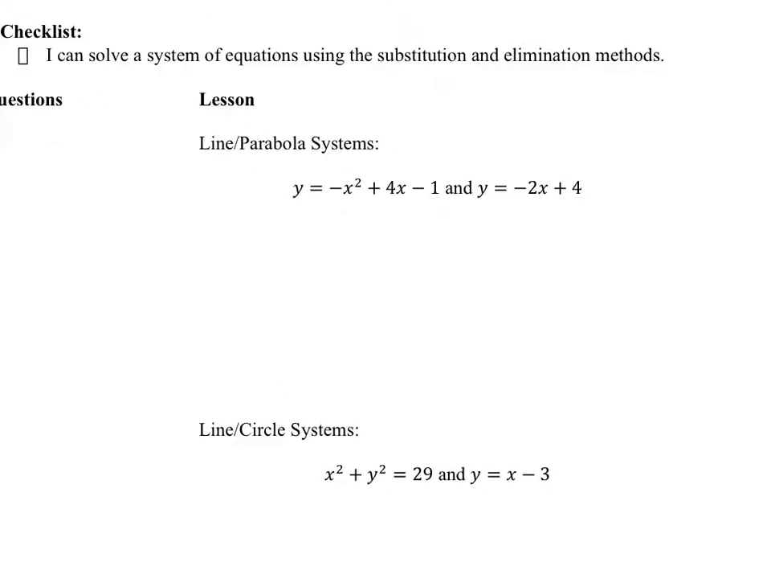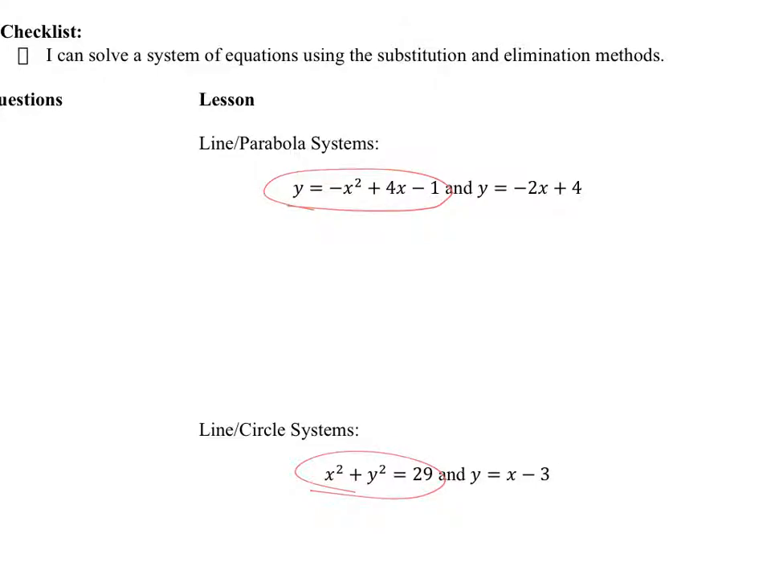So for example, this equation is a parabola, right? And this is a circle. We're going to be using systems of equations and solving them when one of our equations is one of our new types of equations, all right? So the topic is review, but we're going to be applying it to some newer types of functions.